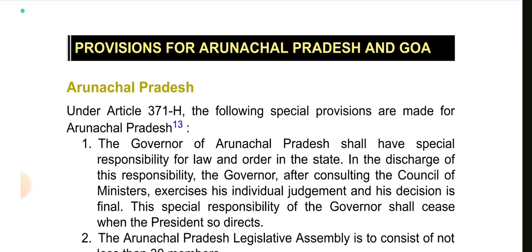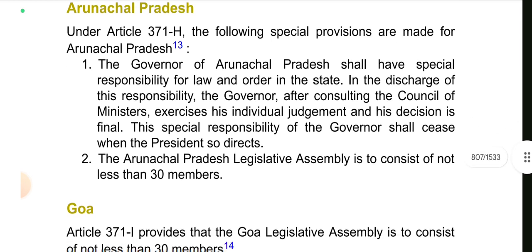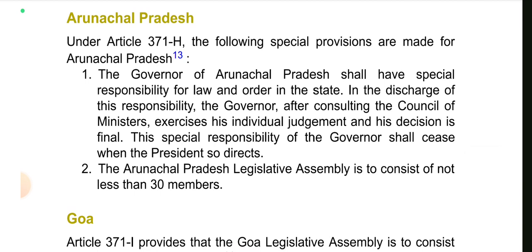Provisions for Arunachal Pradesh and Goa. Arunachal Pradesh, under Article 371H, the following special provisions are made for Arunachal Pradesh. The governor of Arunachal Pradesh shall have special responsibility for law and order in the state. In the discharge of this responsibility, the governor, after consulting the council of ministers, exercises his individual judgment and his decision is final. So the governor's power is very high.